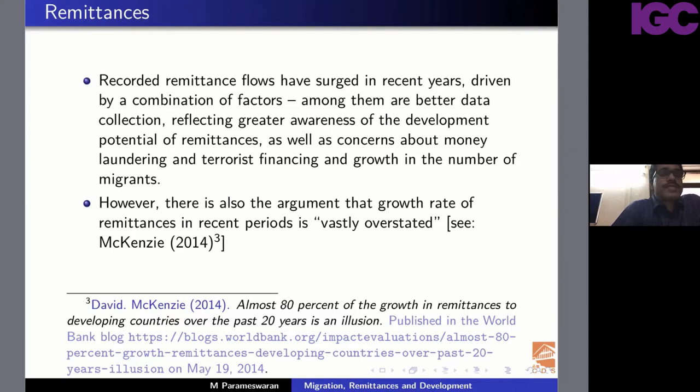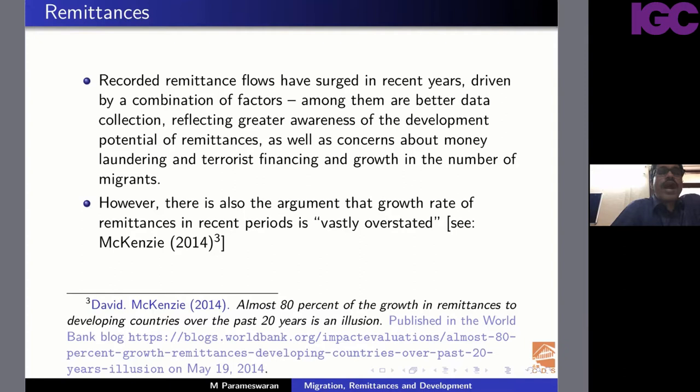Usually in most of the developed countries where the statistical system is much better, remittances are included in two categories. One is called workers' transfers from abroad, and another is called compensation to workers in the balance of payments.